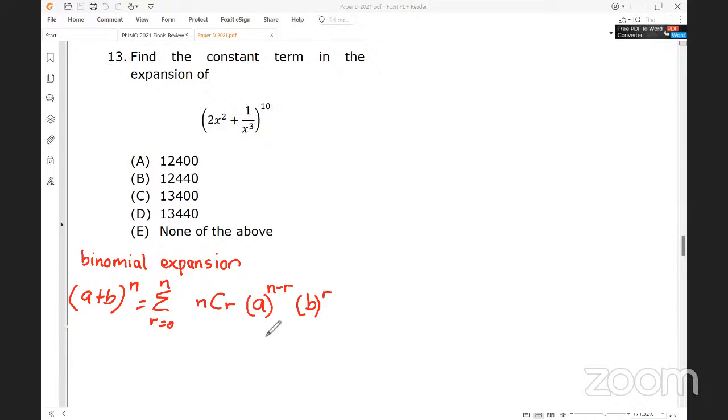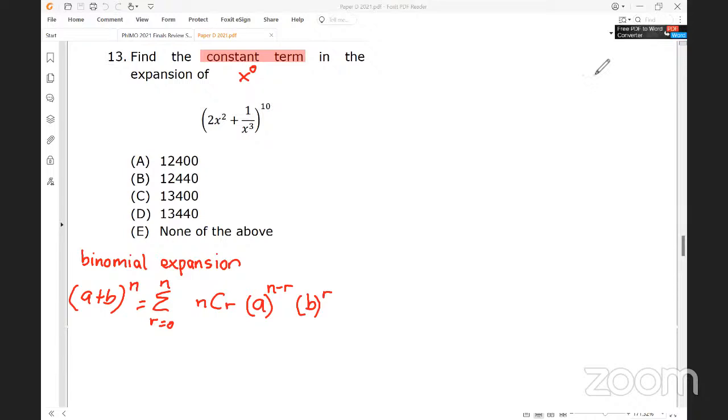I mean, you can find all the terms. But for competition, the question is not asking for all the terms. It's only asking for the constant term. Constant term means x in the power of 0, or the term where there is no x in there. Okay, so how to make it?